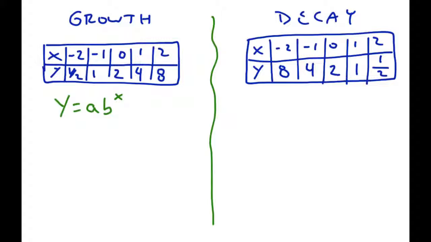First off, I'm going to look at my y values. What do I multiply by 1/2 to get 1? What do I multiply 1 by to get 2? What do I multiply 2 by to get 4? What do I multiply 4 by to get 8? If I can find the same number for each of those, then I know that I have an exponential function, and that number will be my b value. So it turns out that each of these is multiplied by 2. So I know that I can put 2 in for b. I still don't know a yet.